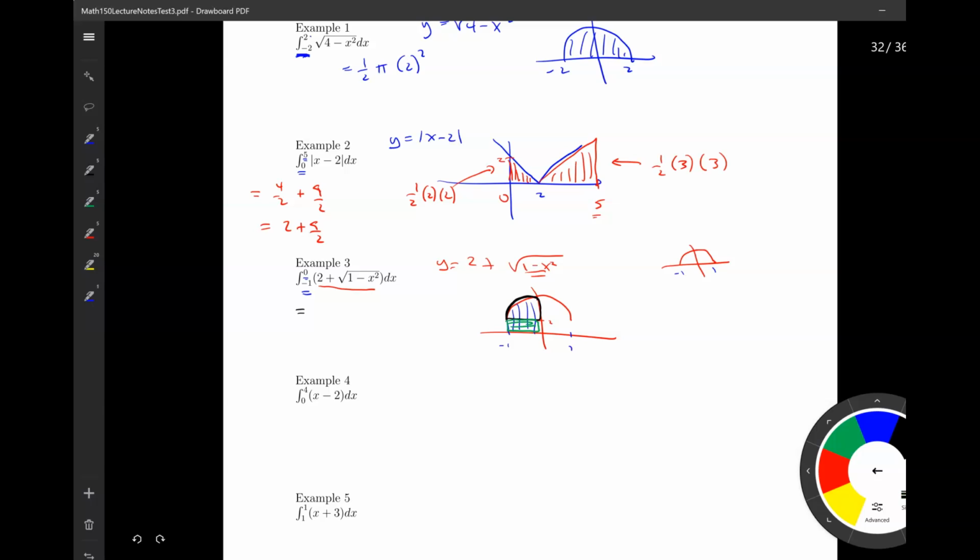So the quarter circle will be 1/4 pi r squared, and the radius is 1, plus this rectangle will have area length times width. This distance here is 1, and this distance here is 2. So I get 1/4 pi plus 2.